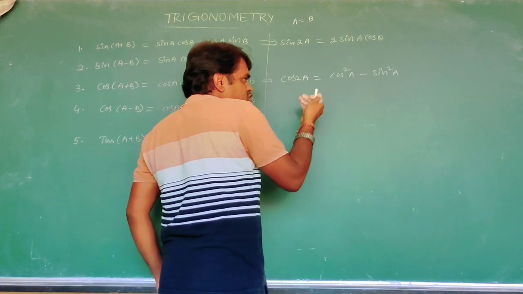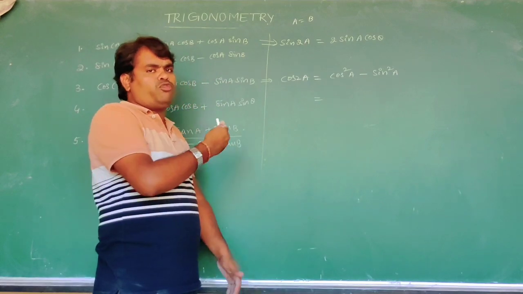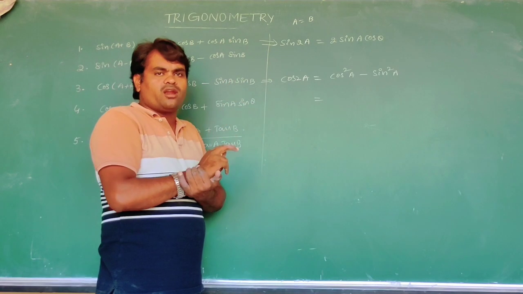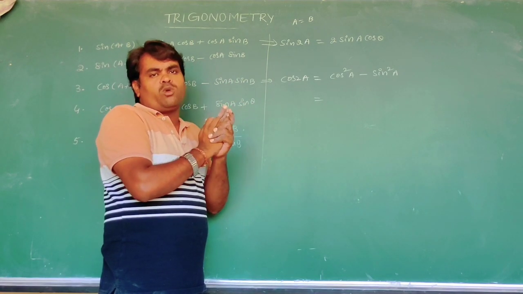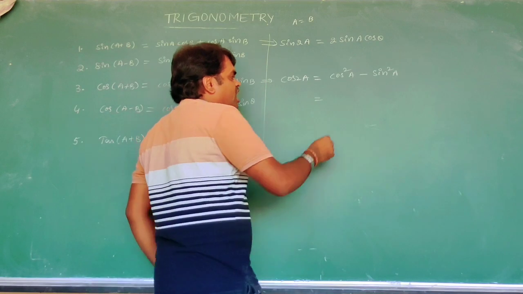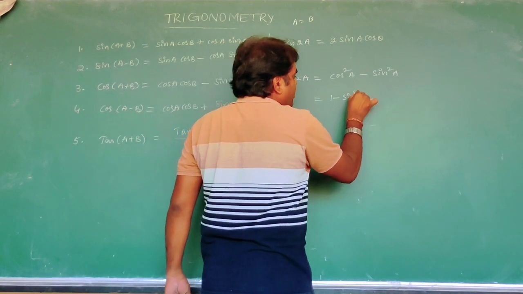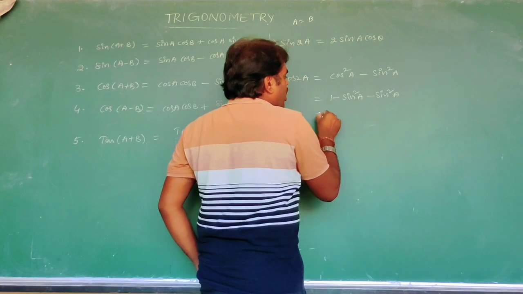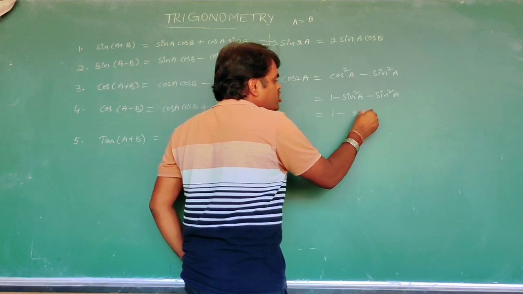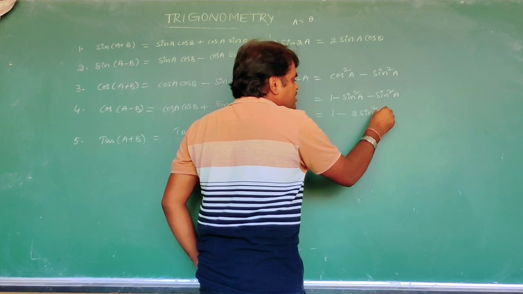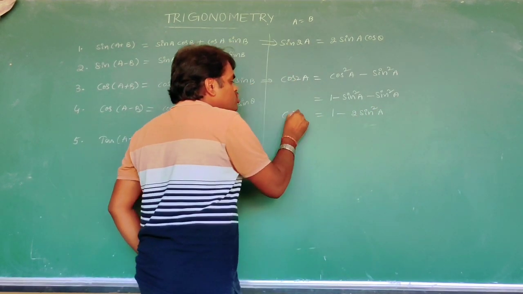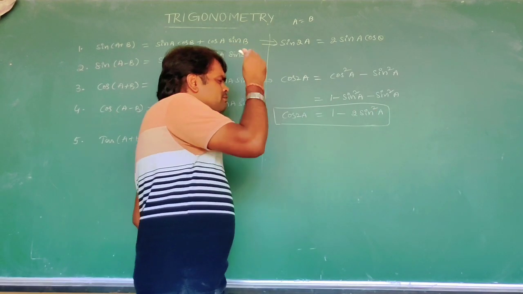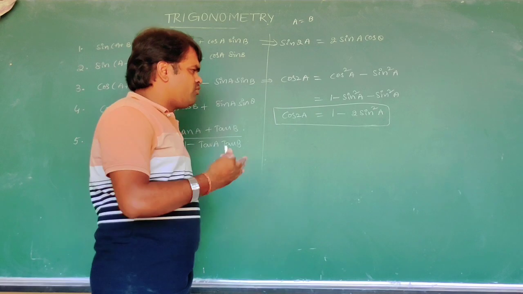That is cos square A. Before I said sin square theta plus cos square theta is equal to 1. Cos square theta is equal to what? 1 minus sin square theta. That's why 1 minus sin square A, minus sin square A is there. So what do you write? 1 minus 2 sin square A. This is one formula for cos 2A. So very important, we are frequently using it.